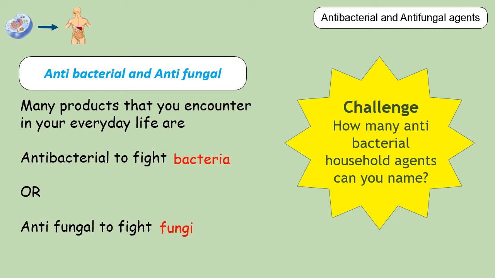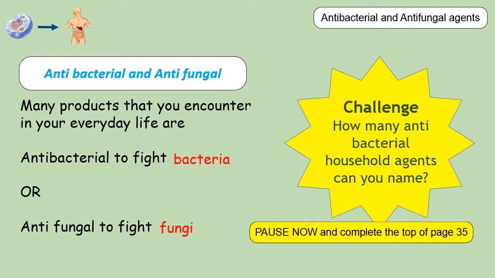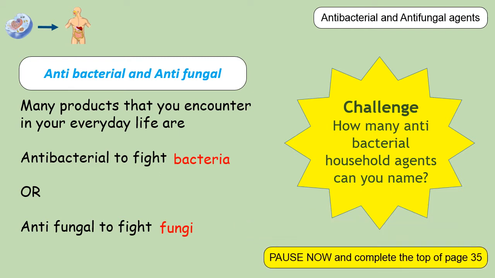Now, how many products do you think you have in your home that have antibacterial agents in them? Have a think now, how many antibacterial household agents can you name? Whilst you're thinking about that, you can pause the video and then fill in the top of page 35. So you'll be writing about antibacterial to fight bacteria, antifungal to fight fungi, that goes in two little gaps at the top of page 35, and then write down on the two lines, partway down page 35, as many antibacterial household agents as you can. And when you've done that, restart the video.